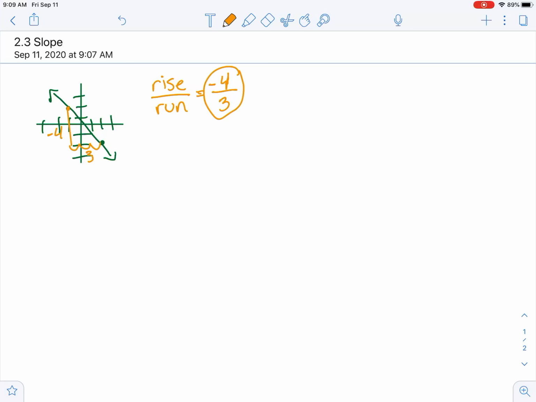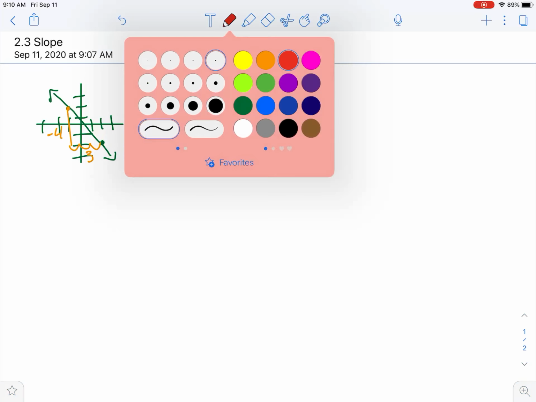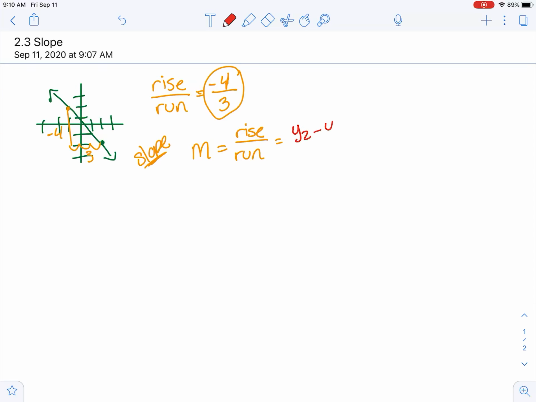So what we're going to talk about today is how to find slope from a table or 2 points or even an equation. So slope is normally represented with an m. That'll make more sense when we get into the equation. And we can see slope as rise over run, which we already talked about, or you can have this lovely equation, y2 minus y1 over x2 minus x1, okay?